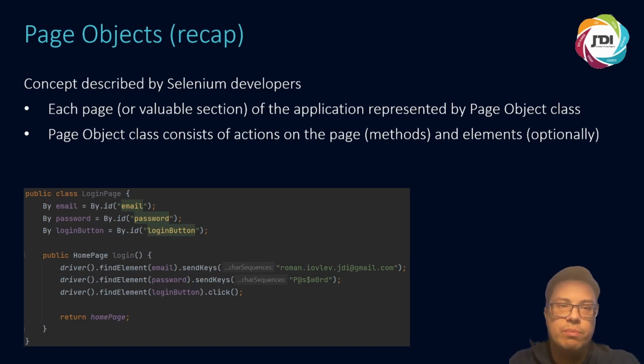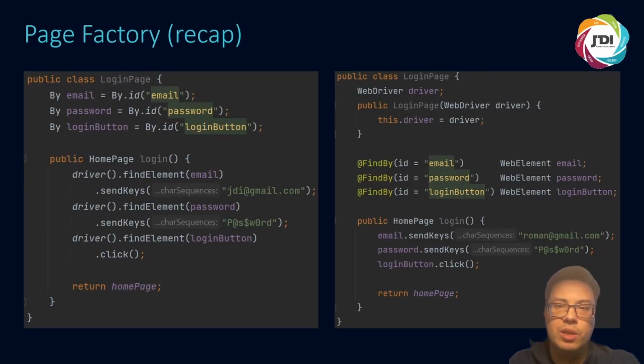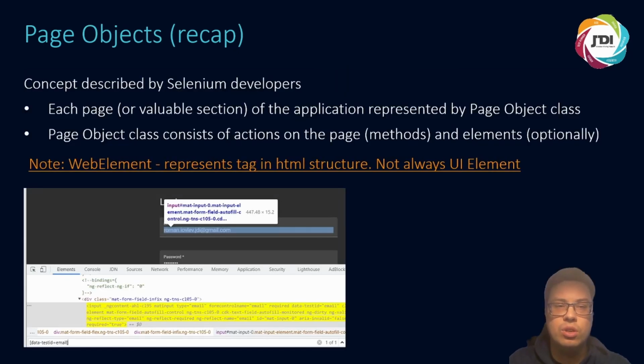The logical extension for the page objects pattern is page factory. Each page factory has a special constructor that takes a driver as an input parameter. The main difference here is that they have elements that will be initialized by a special page factory class. And they also have actions on the page, but in a much simpler way. For page objects, it is not mandatory to use page elements in the class, but for page factory, this is really important.